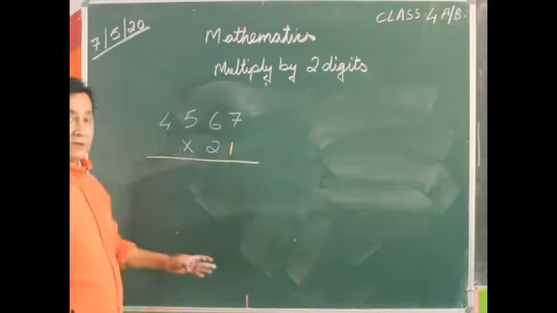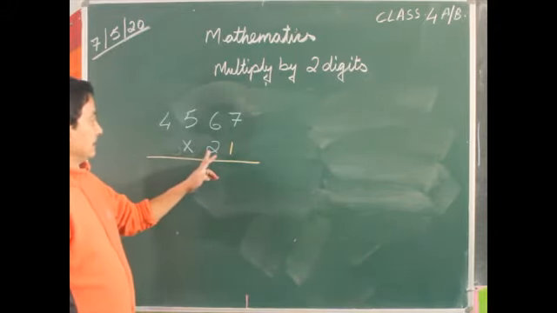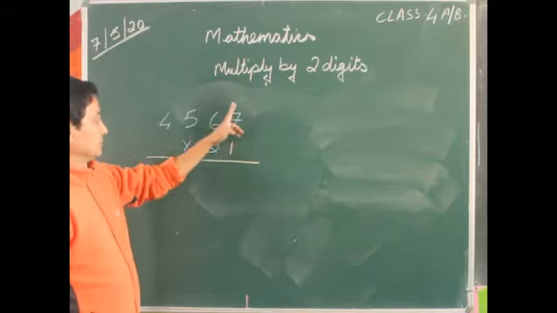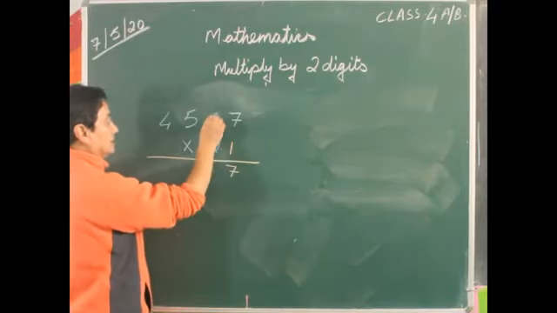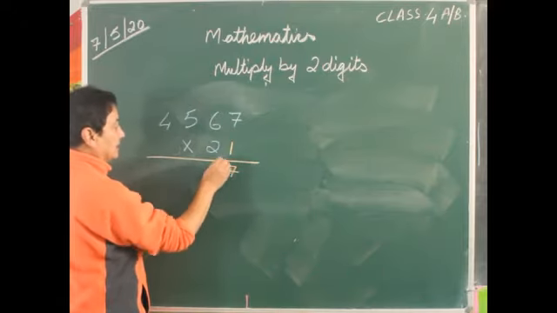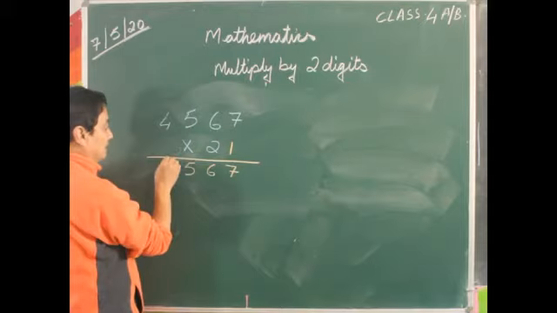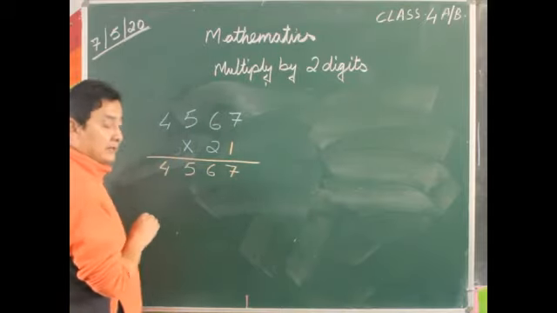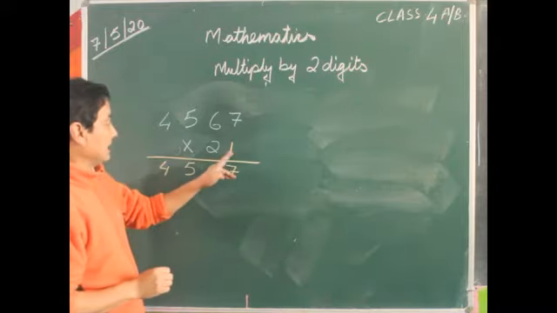Ready? I've used a different chalk for multiplying with the 1s and multiplying with the 10s. So let's do it. 1 7 is 7. 1 6 is 6. 1 5 is 5. 1 4 is 4. Okay? So this is the first answer by multiplying by 1.